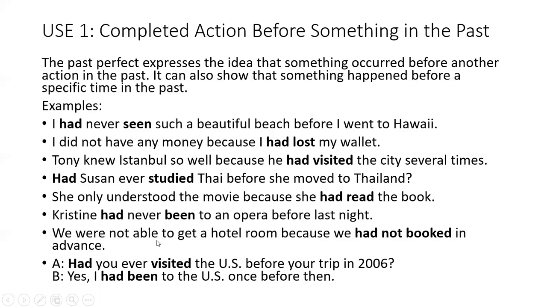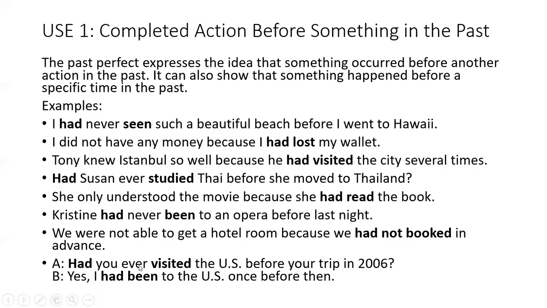We were not able to get a hotel room because we had not booked in advance. Again, they were not able, were in the simple past. Why were they not able? Because before that, they did not book in advance. So they had not booked in advance. Two verbs in the past, one happening before the other.